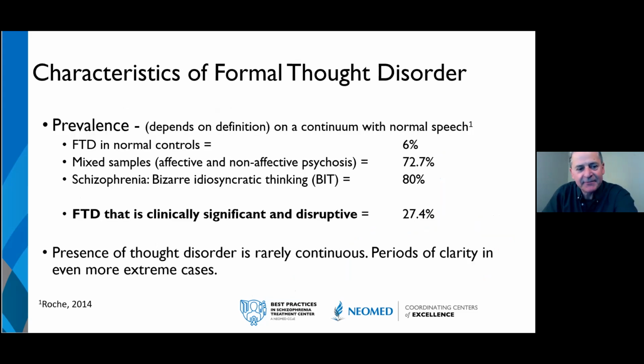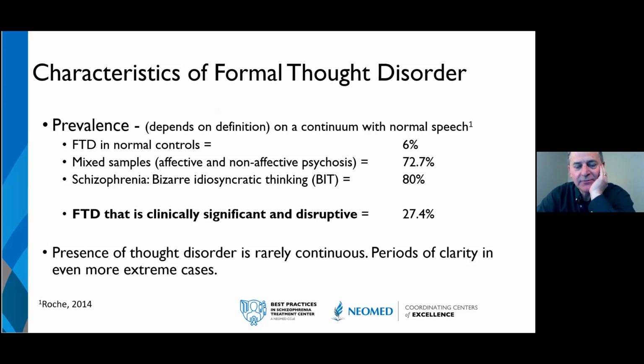Prevalence: how often does this happen? In the quote unquote normal population, 6% will certainly have circumstantiality. We can all go off on tangents at different times. I do it quite often. So it does happen. If we look at mixed samples and individuals with schizophrenia, we can get up to 80% of folks showing signs of this more formal thought disorder, more disconnected variations of it.